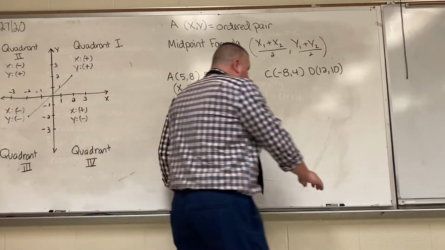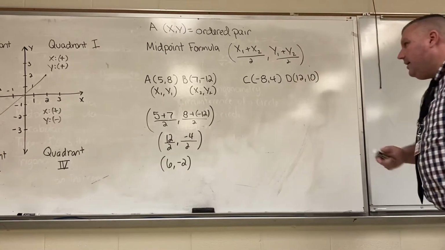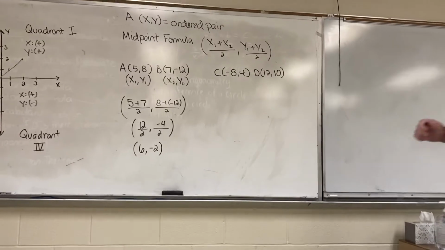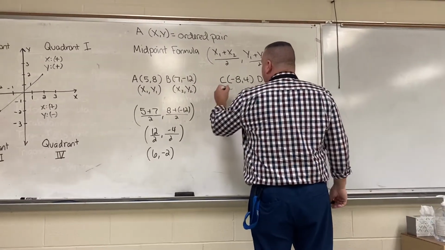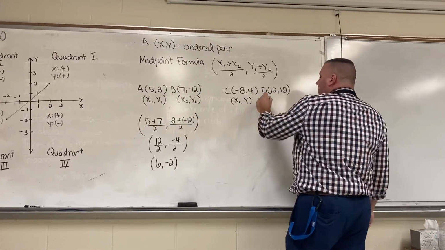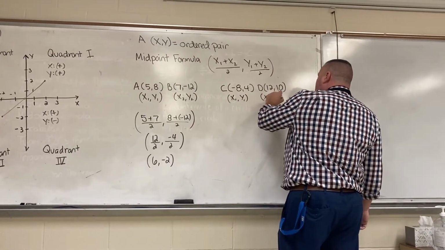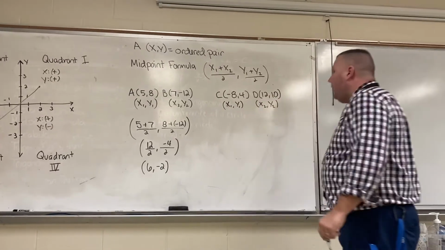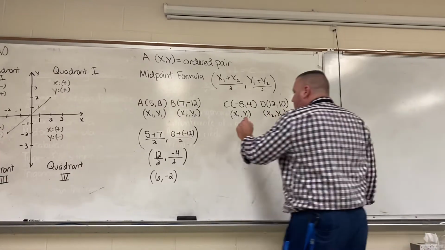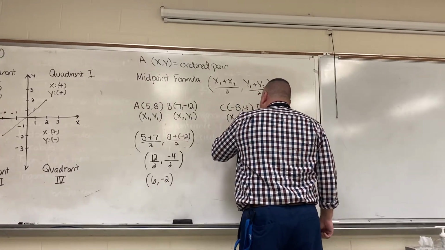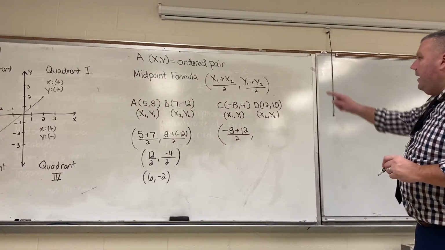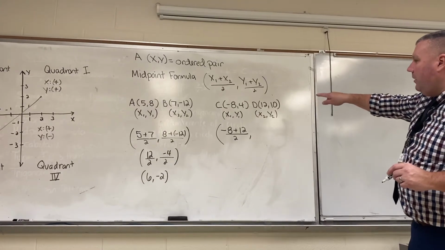Okay? So let's take a look over here at this one. So I have C and D. C is negative 8, 4, and D is 12, 10. So let's go through and label this. So this is the first point, x1, y1. This is x2, y2, okay? Again, the formula is up above. So we have x1 plus x2, so that is negative 8 plus 12 divided by 2. We have y1 plus y2, so that is 4 plus 10 divided by 2.